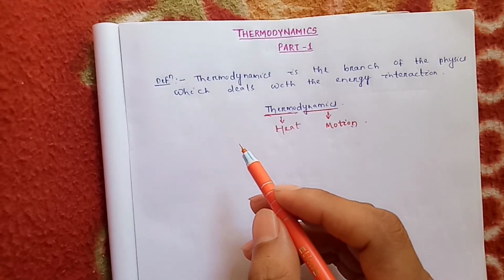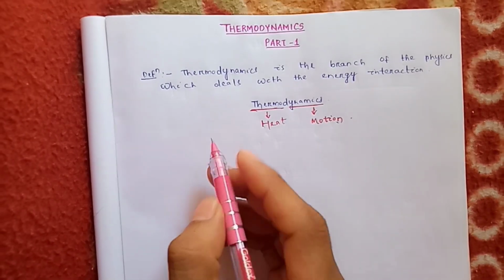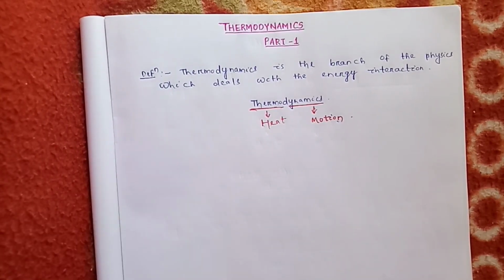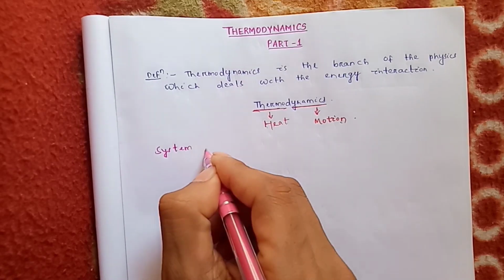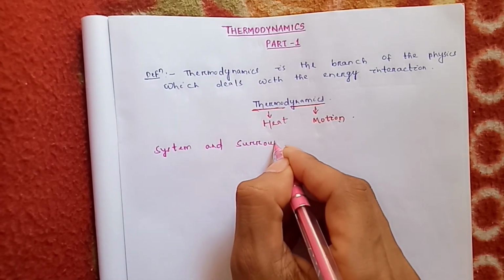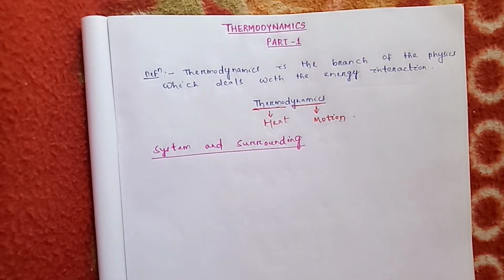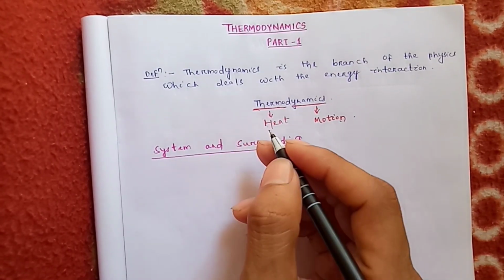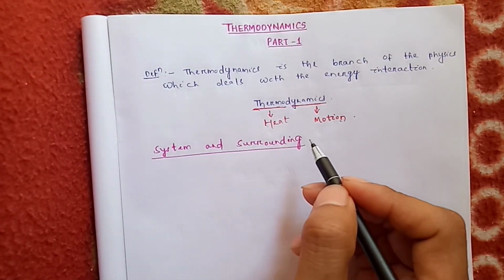First of all, we discuss the system and surroundings. It is very important in thermodynamics, so please concentrate on what I am saying. What is system and what is surrounding? तो क्या होता है सिस्टम और क्या होता है सराउंडिंग. तो स्टूडेंट सिस्टम और सराउंडिंग वो है जो मिलके पूरा यूनिवर्स बनाते हैं. That means system plus surrounding is equal to the universe.